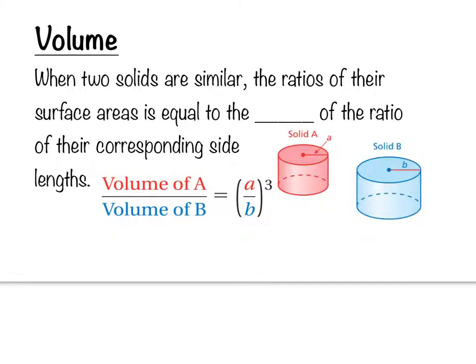All right, so for volume, this is the new one, but it's actually not that new. You may have already thought about this, but when two solids are similar, the ratio of their volumes, sorry, that's a typo, the ratio of their volumes is equal to the cube of the ratio of their corresponding side lengths, because volume is three-dimensional. So we're going to cube the corresponding side lengths to get our ratio.